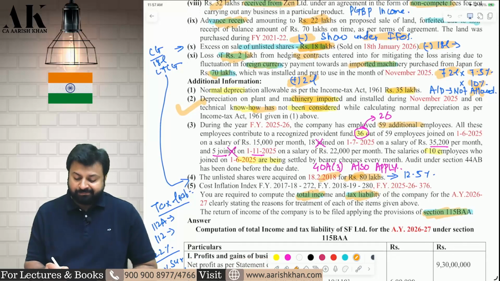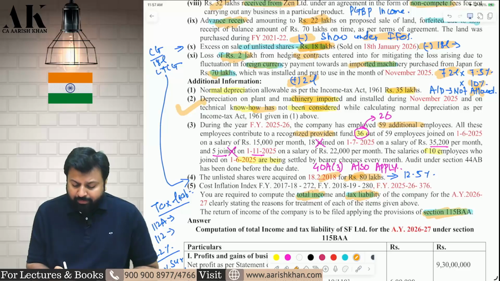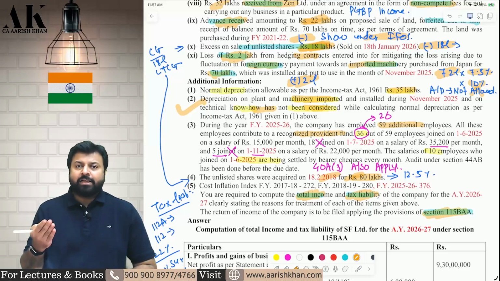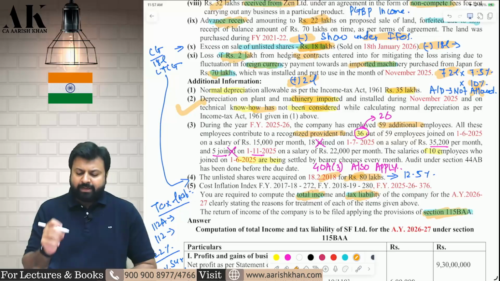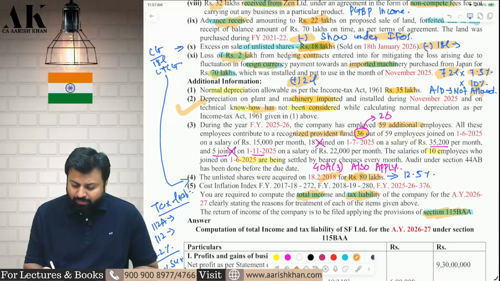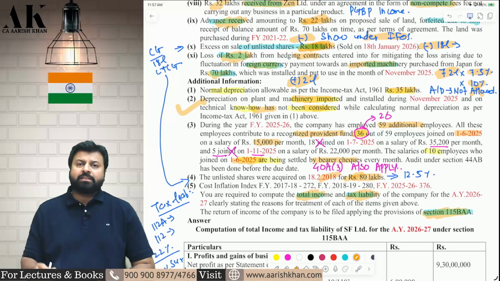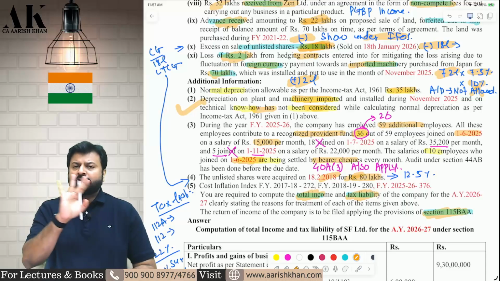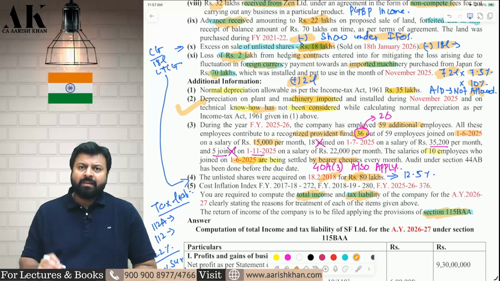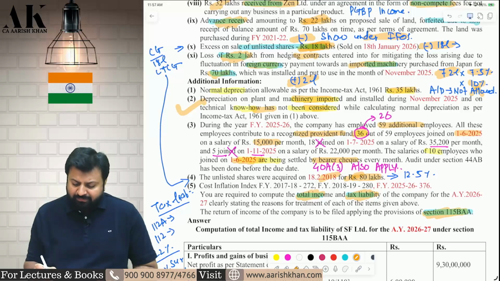80JJAA question. All of them are contributing to recognized provident fund. Great. It is necessary to contribute to recognized provident fund to claim 80JJAA. But out of that, only 36 employees joined on 1st of June, on an emolument of 15,000. From those 36 employees also, it is written that 10 employees' salary is settled by bearer cheque. So those will not be eligible for deduction under 80JJAA. If you pay by bearer cheque, if you pay by other than the prescribed modes, you are not eligible for 80JJAA. So therefore, only 26 employees will be eligible for 80JJAA.